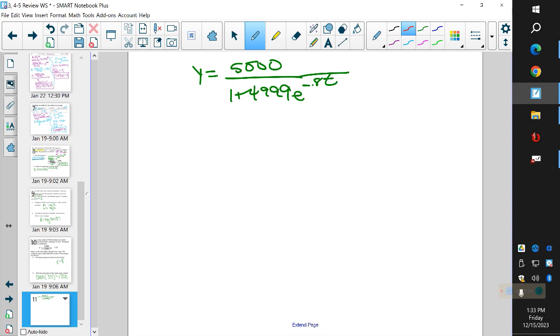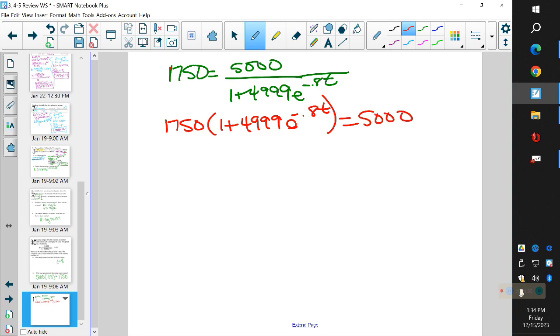What does y have to be, though? Y, because that's how many you have to cancel class, right? That's 35% of my population. Well, bring this up here, multiply it. How do I get rid of the 1750? I'm not going to distribute. I'm too lazy. So this is going to be 1 plus 499 e to the negative 0.8t.